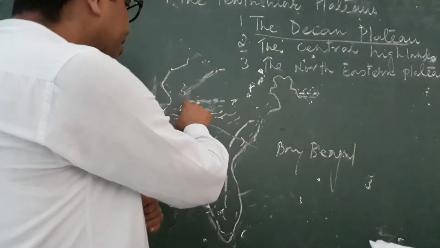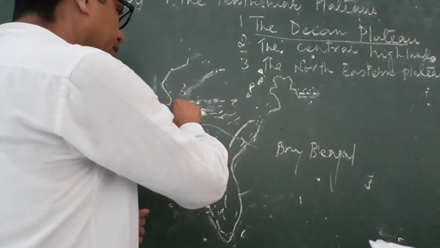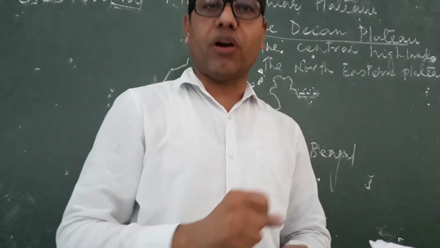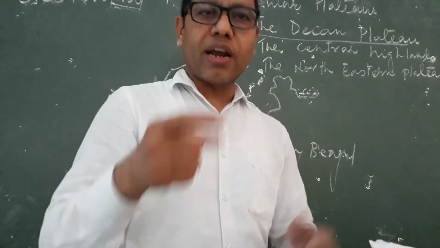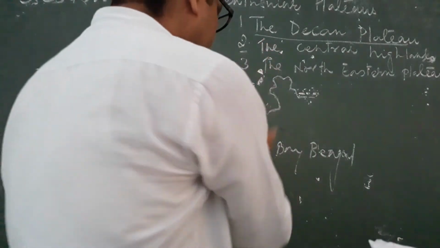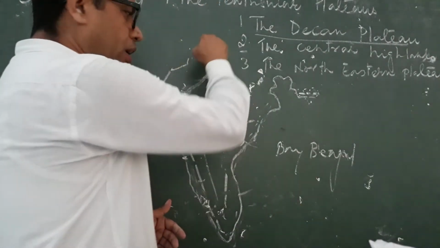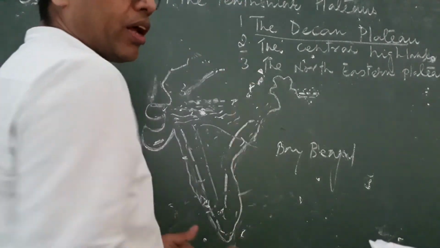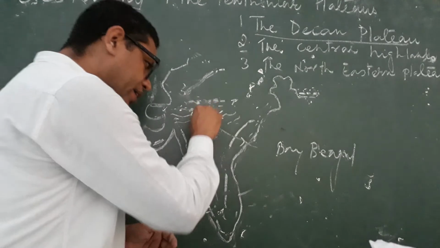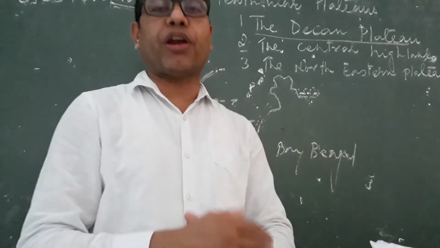In fact, this is Vindhyan Range and this is Satpura Range, and between these two there is a fault called Narmada Fault, through which Narmada River flows. This Narmada River divides the main peninsular plateau into two parts. The part lying to the north of Narmada River is called Central Highlands, and the part that lies to the south of Narmada River is called Deccan Plateau.